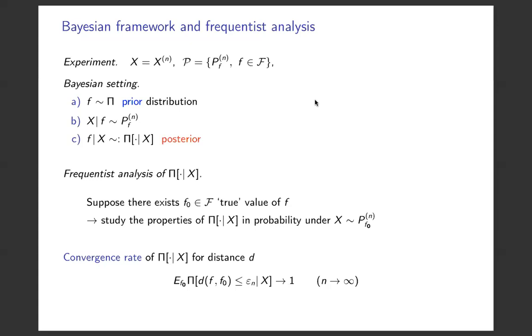An important concept is then the convergence rate of the posterior distribution in terms of a distance d. We say that the posterior converges at rate epsilon n for d if asymptotically all posterior mass lies in a ball of center f naught and radius epsilon n for d.